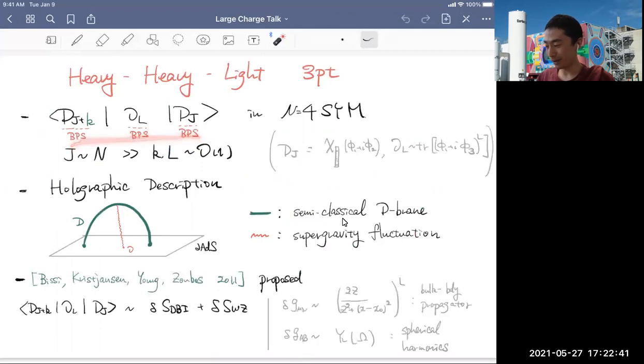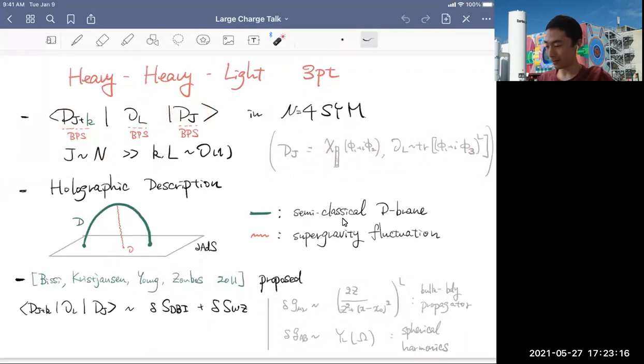The setup is I'm going to consider the 3-point function in N=4 super Yang-Mills in the large N limit. In particular, I take the 3-point function of BPS operators, but I take two of them to be very large, in particular this particular Schur polynomial operator. And the last one, this O, to be a single trace operator. And furthermore, I take this J to be of order N, where K or L, so this is not K times L, this is K or L, to be order 1.